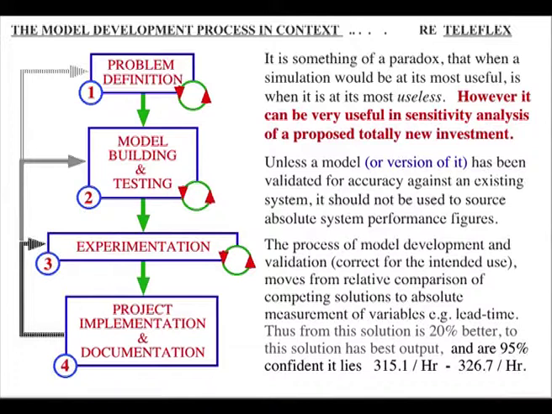The process of model development and validation, correct for the intended use, moves from relative comparison of competing solutions to absolute measurement of variables, for example lead time. Thus, from "this solution is 20% better" to "the solution has best output and we are 95% confident it lies between 315.1 per hour to 362.7 per hour."